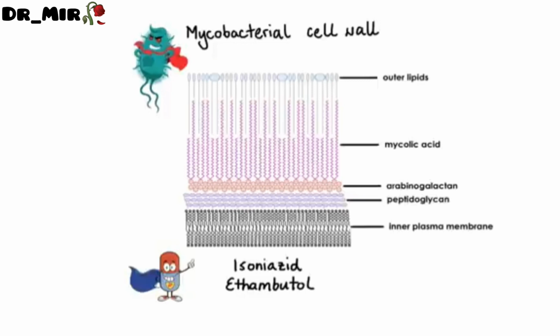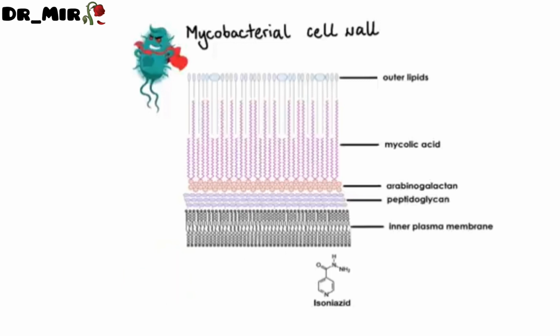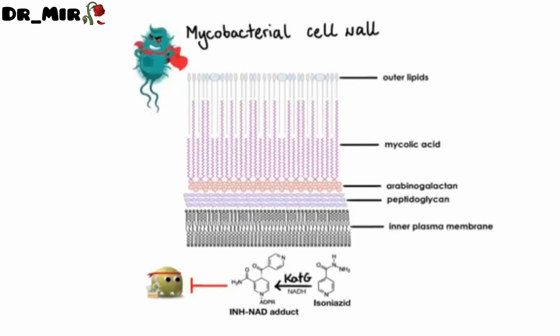So the first one, isoniazid, is a prodrug, which upon gaining entry into the cell, must first be activated by a bacterial catalase-peroxidase enzyme called KatG. Once activated in the presence of NADH, isoniazid forms an INH-NAD adduct, which then binds to and thereby inhibits the enoyl acyl carrier protein reductase, abbreviated as InhA.